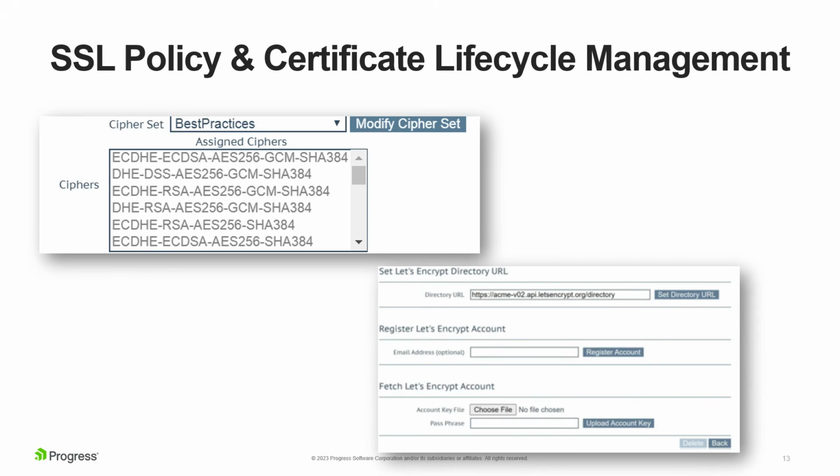Within LoadMaster, we support the ACME protocol, which certification authorities such as Let's Encrypt and DigiCert support at the moment, and that allows us to automatically renew the certificate. There are various parameters that can be set as to how far ahead of expiration you do this automated renewal of certificates. And practice over recent years has been that certificates have a shorter lifetime.